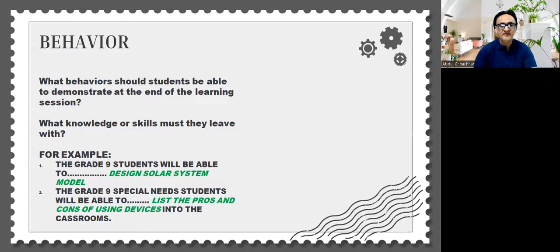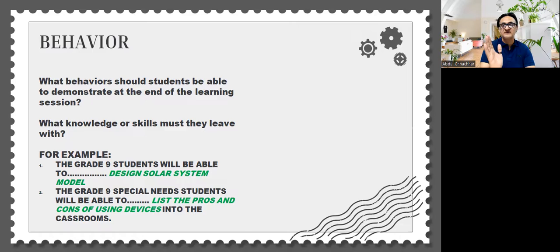Okay, if it's not measurable, so you have to be very specific. When you are using Bloom's taxonomy, you have to take a very clear, concise, and precise action verb from the Bloom's taxonomy. For example, design a solar system model. They're very clear, precise, they have to design it. Second, list the pros and cons of using devices. Okay, they have to be very clear what they have to do.